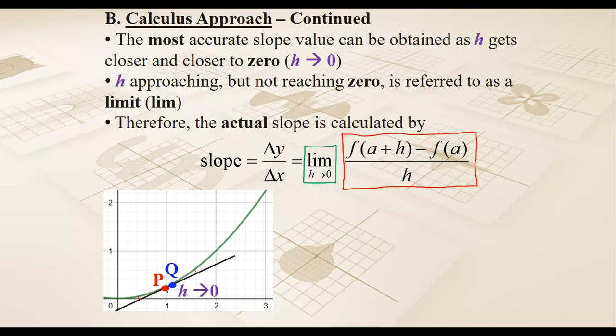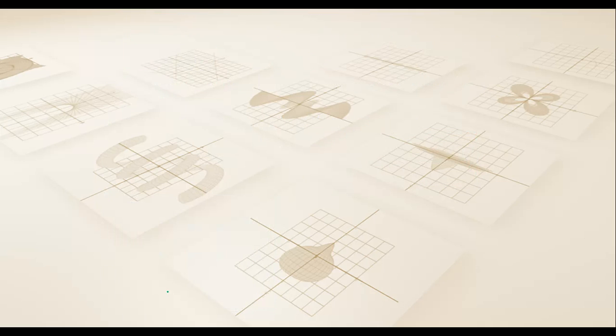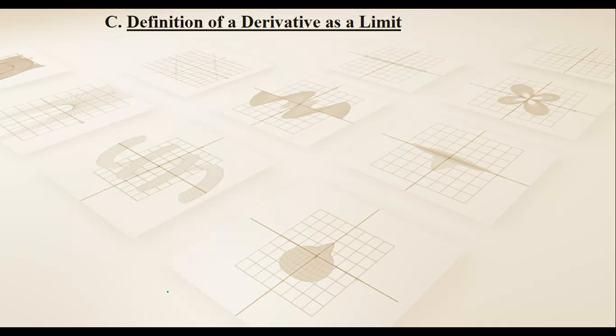This is going to be the way in which we define slope in calculus. So the slope here is going to be the limit as h approaches but doesn't quite get to 0 of f of a plus h minus f of a, divided by h. Now we're going to talk about what this has to do with this term I've used before, a derivative.